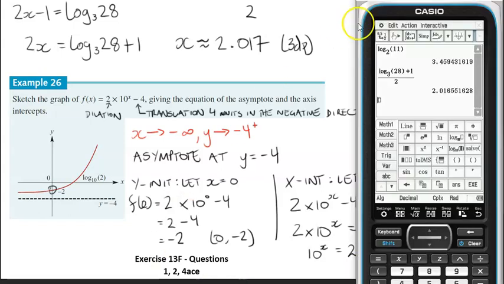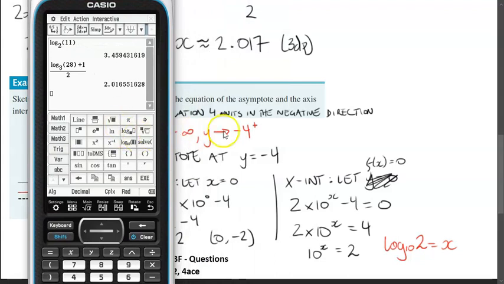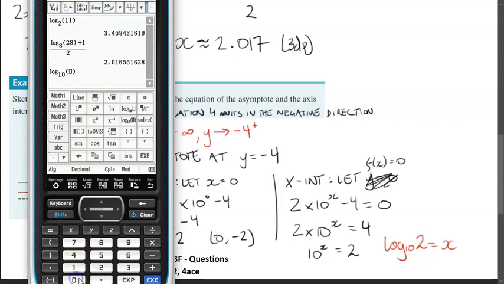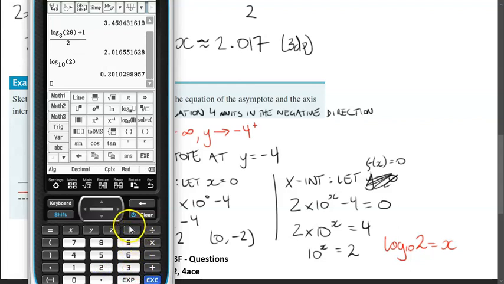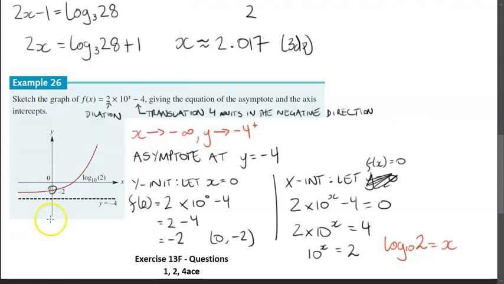When we put this into our calculator, log base 10 of 2, and execute that, our x-intercept is approximately 0.3010. So x is approximately 0.3010, which is that point over here. So using our logarithms, we now have a tactic that is different to the solve function to get our x-intercepts.